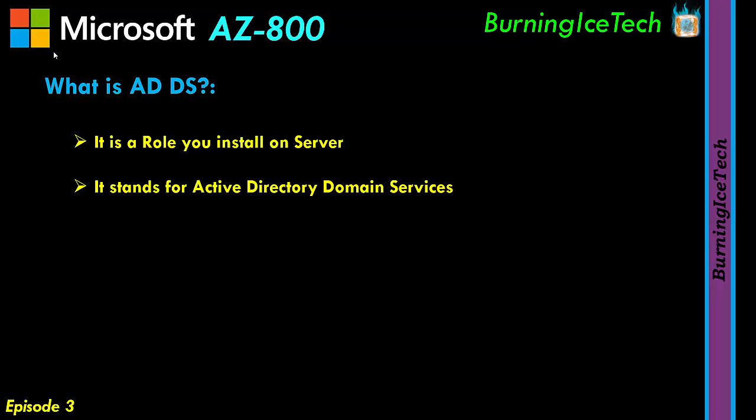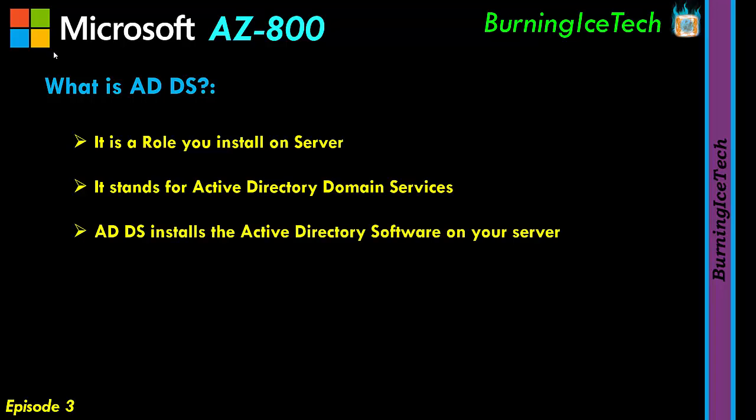Now, with regards to the ADDS, it installs the Active Directory software on your server. So when you add this role called the ADDS, it's going to do a lot of things. And one of the main things it's going to do is install what we call the Active Directory software on your server. Now that software does quite a lot of things, which we're going to get to in just a second.